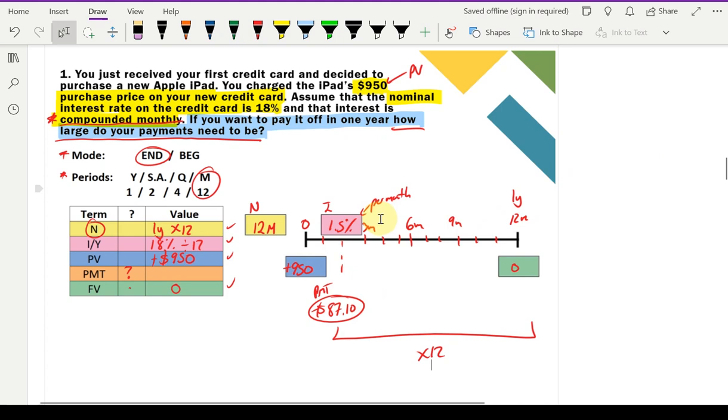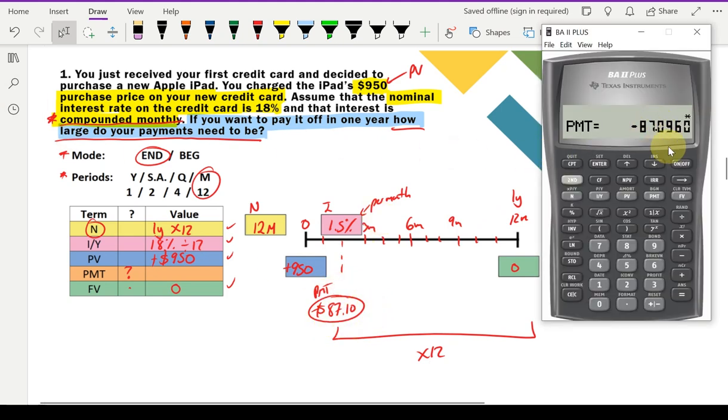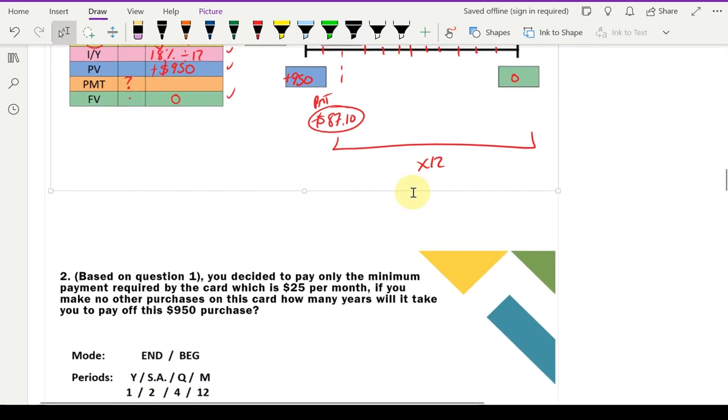All right, so just out of curiosity, $87.10. If we took this times 12, notice we're paying $1,045 and our iPad was only $950. So the additional amount is the actual interest that we ended up paying. Okay. All right. Let's keep moving along.